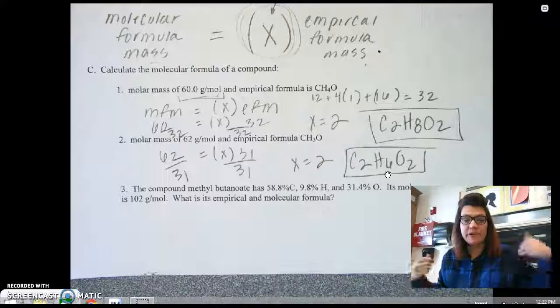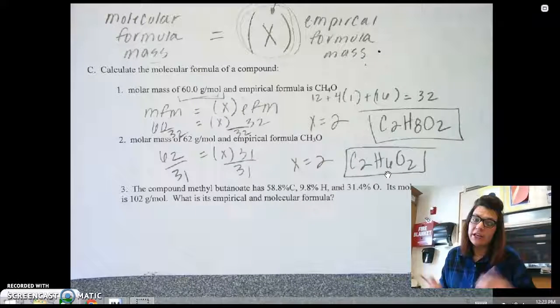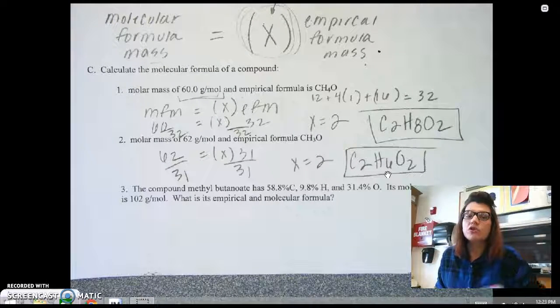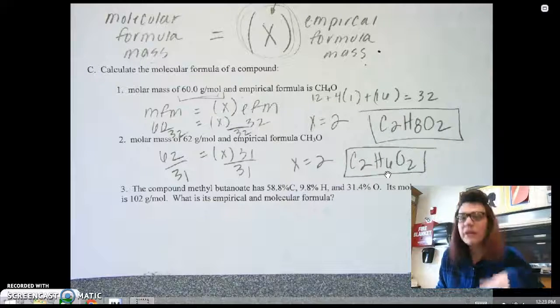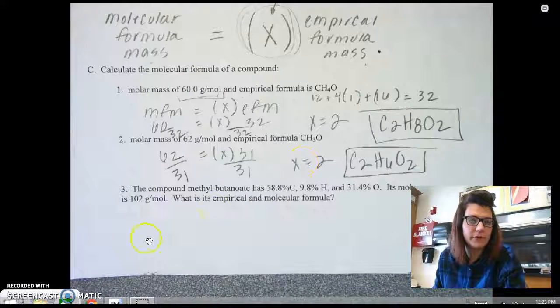Okay, however, these questions are never this easy. Why? Because you know how to figure out empirical formula. Okay? So most of the time, what I'm going to have you do is solve the empirical formula and then figure out the molecular formula's mass. Okay, so let's look at an example here with number 3.